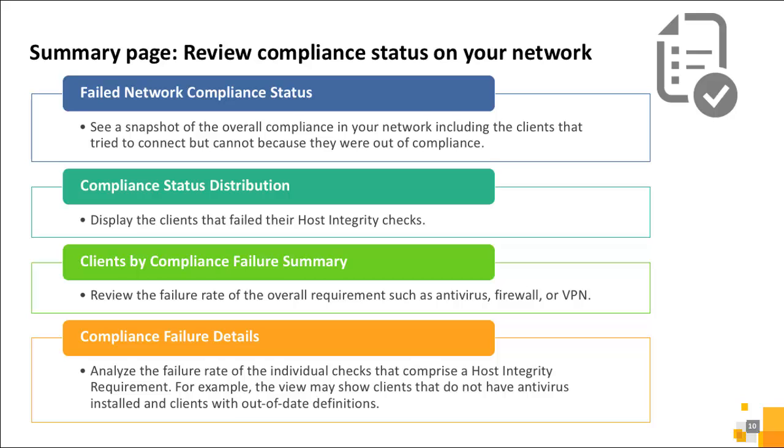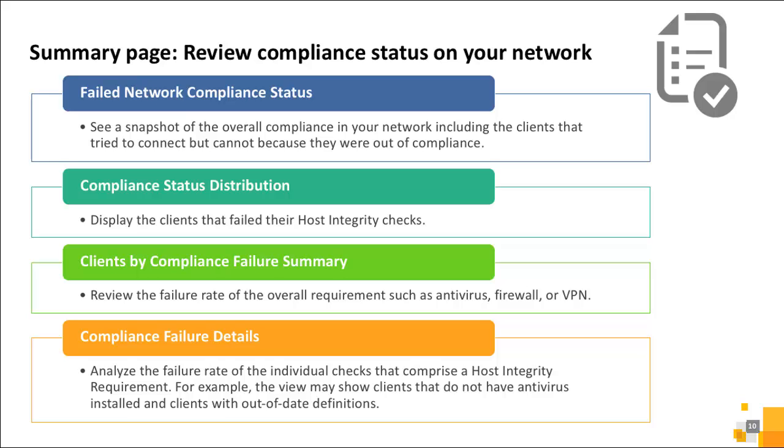or VPN. If you see a high failure rate with a particular requirement, it may be an excellent opportunity to enable verbose logging and take a closer look at the host integrity policy. Verbose logging is a computer logging mode that records more information than the usual logging mode. You enable verbose logging in the host integrity policy under Advanced Settings.